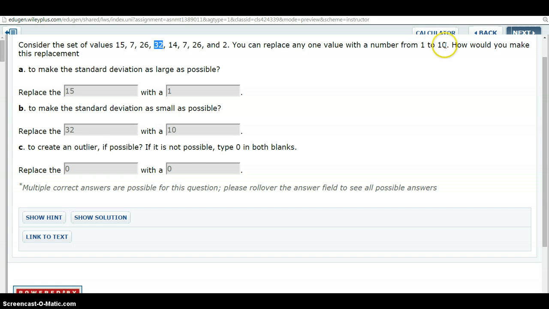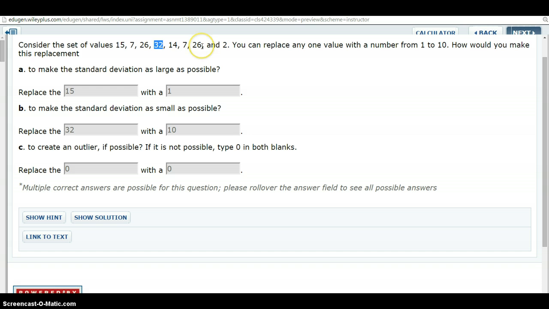And if I can choose any of these 10 numbers, 10 is going to help me out the most because it'll be closest to that mean, closest to that 16. So certainly this will reduce it by some. Not sure how much it will, but it'll certainly make it smaller. And what if I want to create an outlier, if possible?